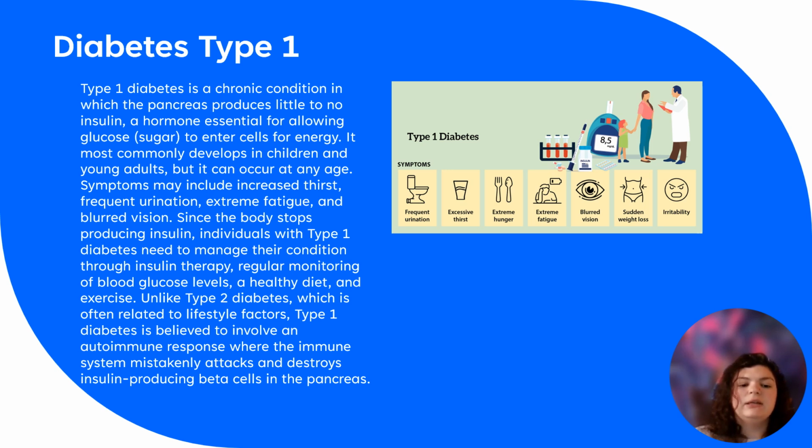Unlike type 2 diabetes, which is often related to lifestyle factors, type 1 diabetes is believed to involve an autoimmune response where the immune system mistakenly attacks and destroys insulin-producing beta cells in the pancreas.